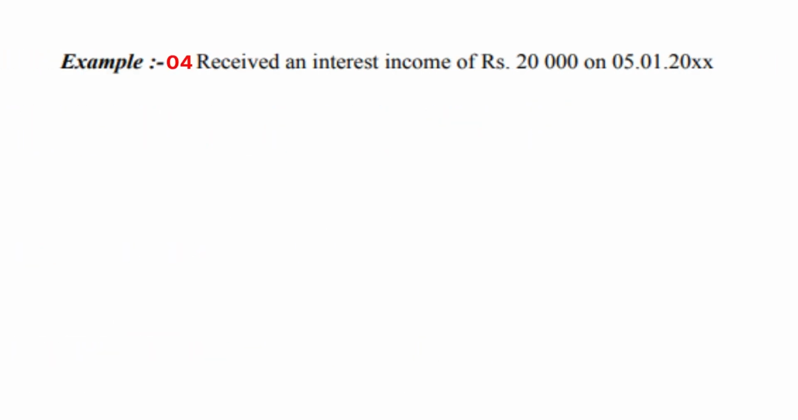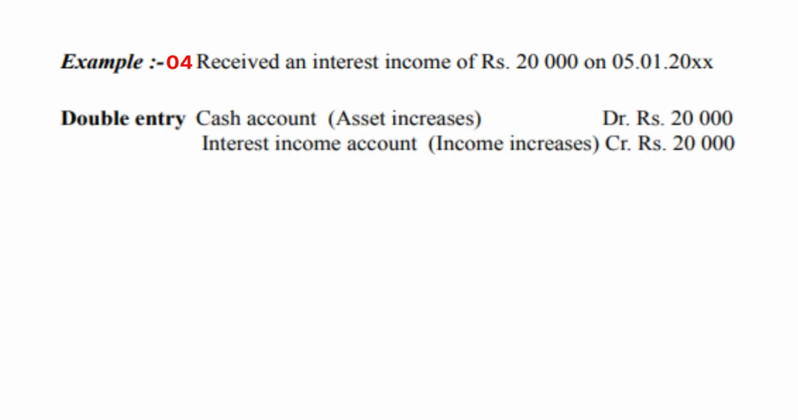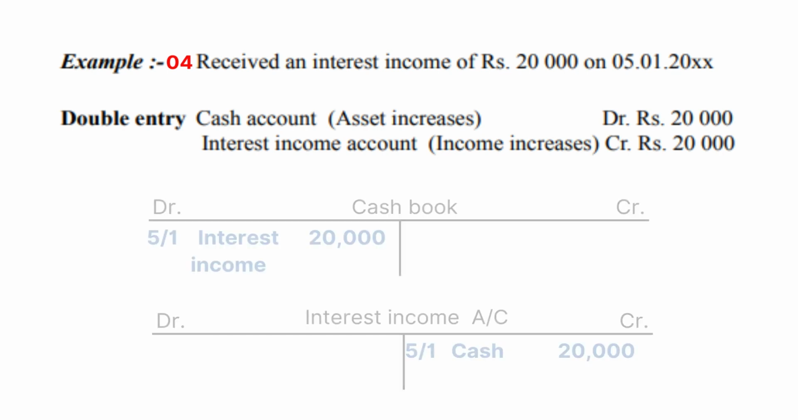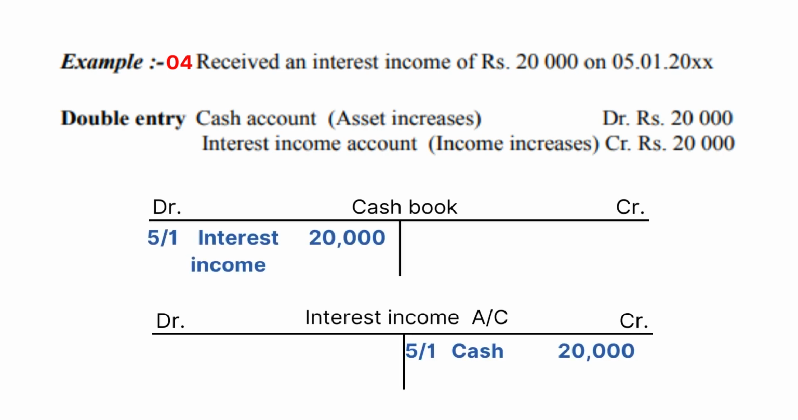Received an interest income of Rs 20,000 on 5th of January. Then we can write the double entry as, cash book debit Rs 20,000, interest income account credit Rs 20,000. It's because we are receiving cash to the business as an interest income. So we are receiving an asset worth Rs 20,000, so it's debited by Rs 20,000 in the cash book.